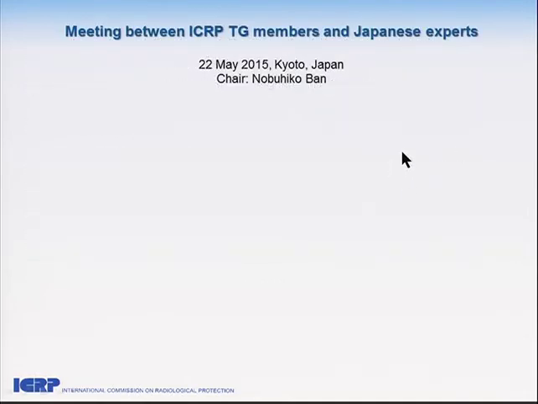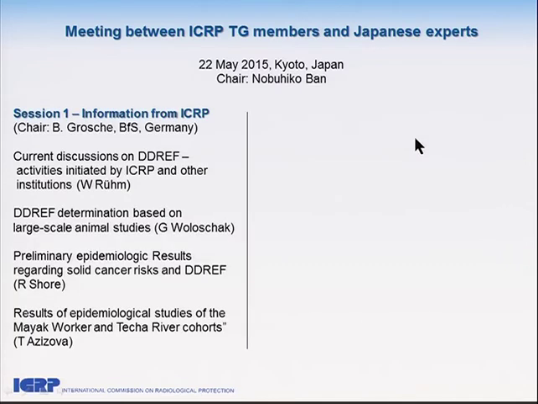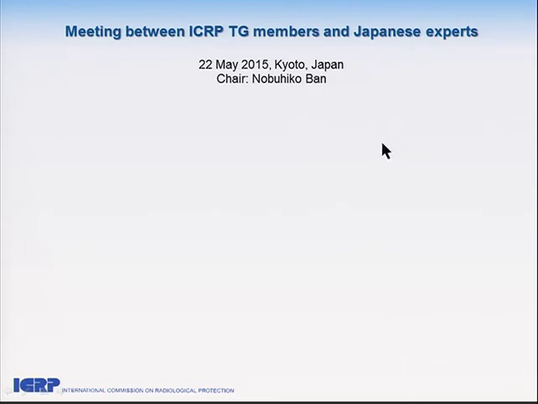Now, what is the status? What is the task group doing? One important event took place just a couple of months ago. This was a task group meeting between members of the task group and Japanese experts. The task group met in Kyoto in May, met Japanese experts and discussed the problem. This is one example of how ICRP tries to involve stakeholder opinions already at the stage of task group work.